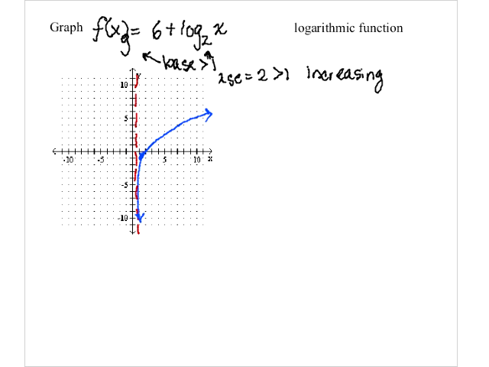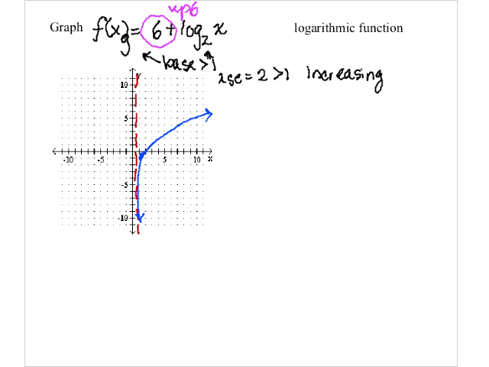Now, this graph has a 6 in front of it. Again, what's going to happen there is that 6 is going to cause the graph to go up 6 because it is not being grouped with the x. So it moves up 6 along the y-axis.